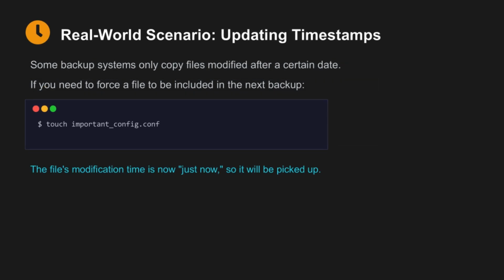Another scenario, updating timestamps for backup systems. Some backup systems only copy files modified after a certain date. So if you need to force a file to be included in the next backup, you might do touch important-config.conf. Now the file's modification time is just now, so it will be picked up. Where Windows would typically do an overwrite, all you're doing in Linux here is just updating the last modified date. So now the backup script's going to catch that this is one of the recent files to pull in.